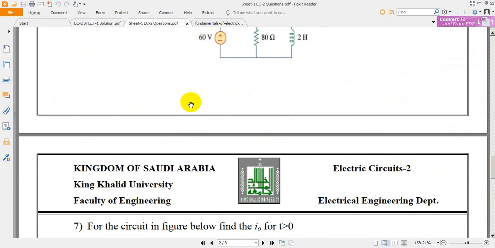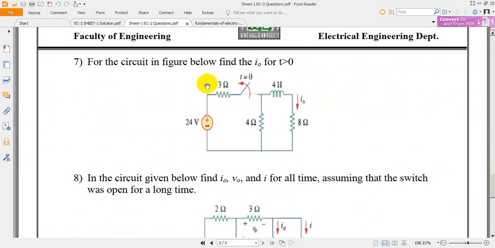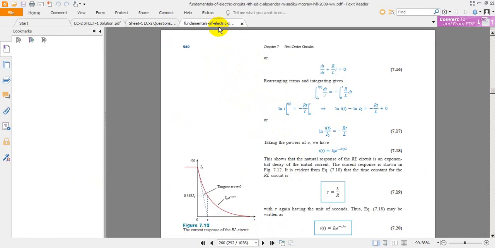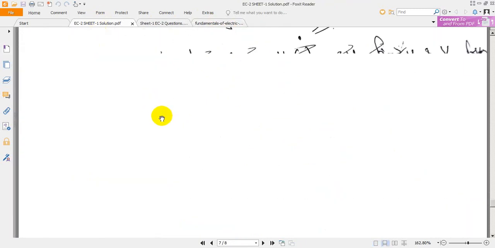Coming to the next question. For the circuit in the figure below, find the I naught for t greater than 0. Here we have two conditions, before switching and after switching. If we check, the switch is initially connected in this form, connected to this circuit. So simply, before switching, let us identify what the situation is.